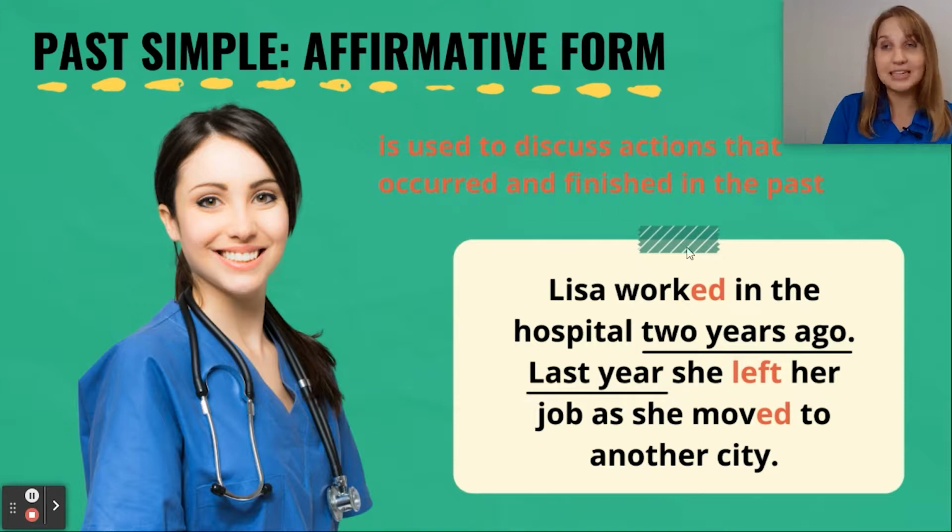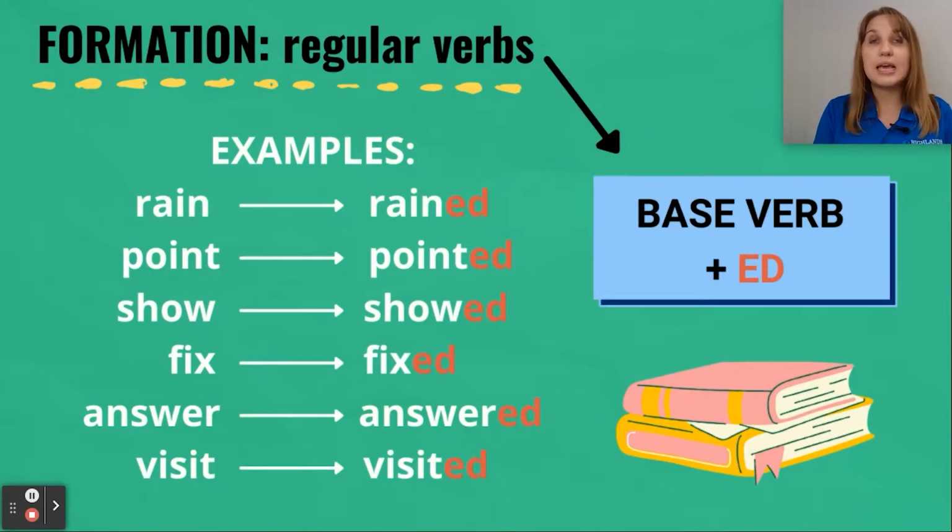This is past tense. So when we talk about the past simple affirmative form, we discuss regular verbs and irregular verbs. The formation of the regular verbs is a very simple one. We only use the base of the verb and we add the suffix ed. Rain, rained. Point, pointed. Show, showed. Fix, fixed. Answer, answered. Visit, visited.